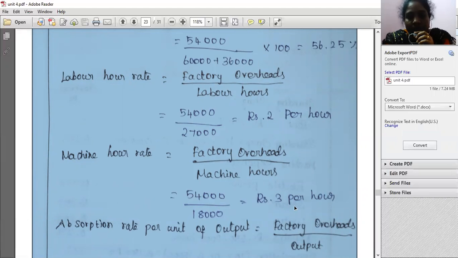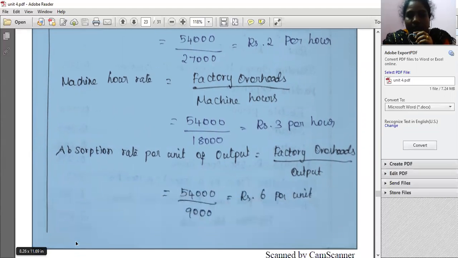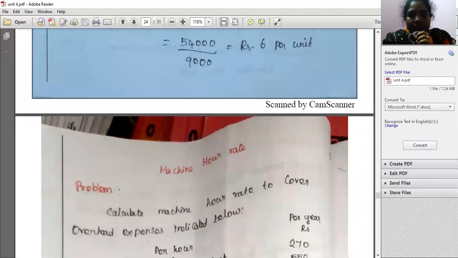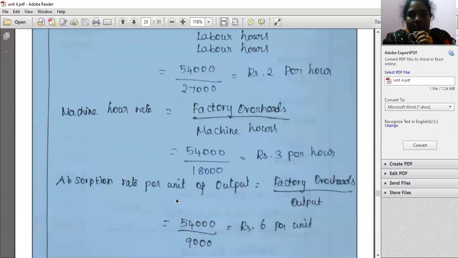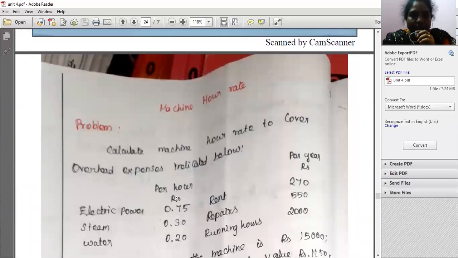We have to find it: rupees 3 per hour. And the apportionment rate per unit of output is factory overhead divided by output: 54,000 divided by 9,000, rupees 6 per unit. This is the solution for that problem. And next we go to machine hour rate.